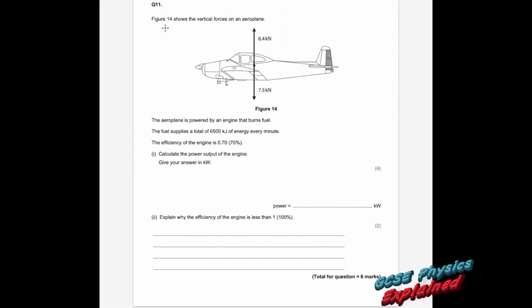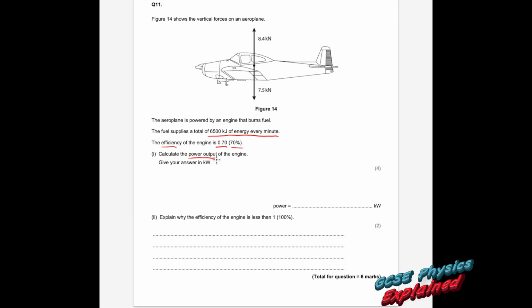Question 11. Figure 14 shows the vertical forces on an aeroplane. So we've got 8.4 kilonewtons going up, and we've got 7.5 kilonewtons going down. The aeroplane is powered by an engine that burns fuel. The fuel supplies a total of 6,500 kilojoules of energy every minute. Right, that sounds important. The efficiency of the engine is 0.7, and it's put as 70% if you'd prefer.